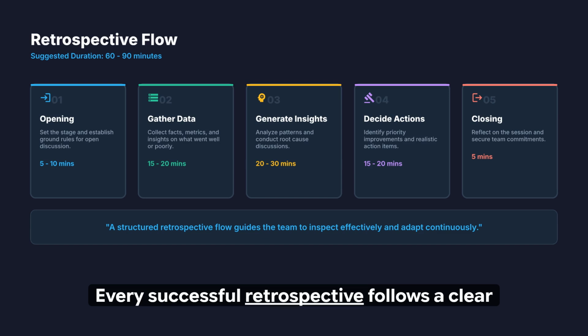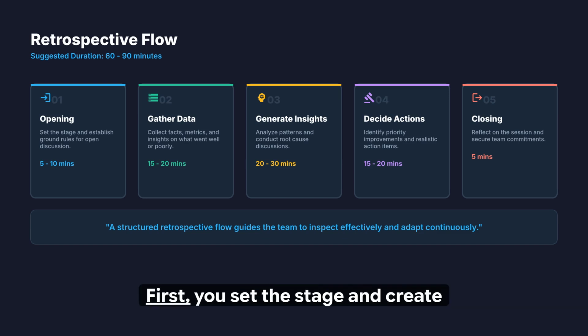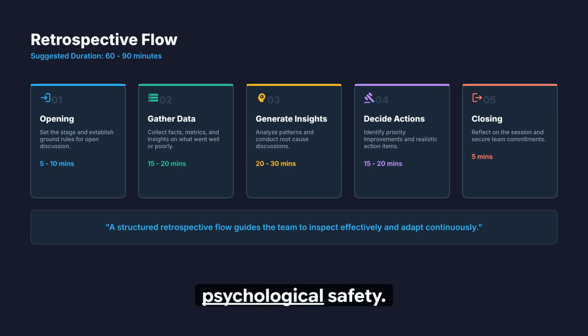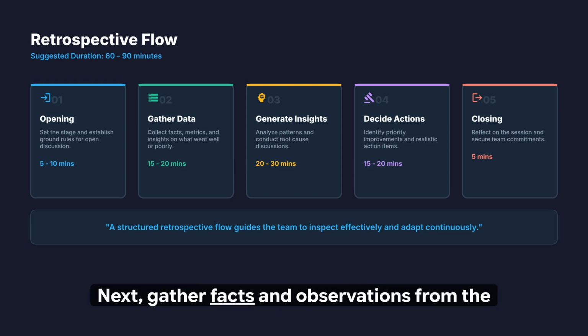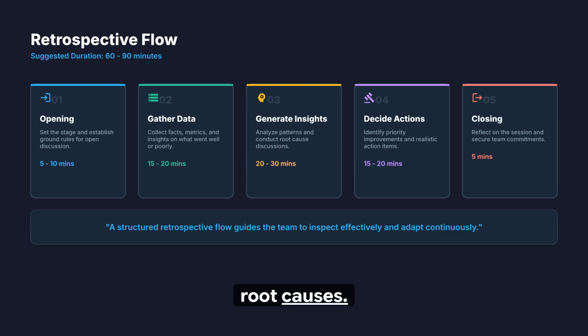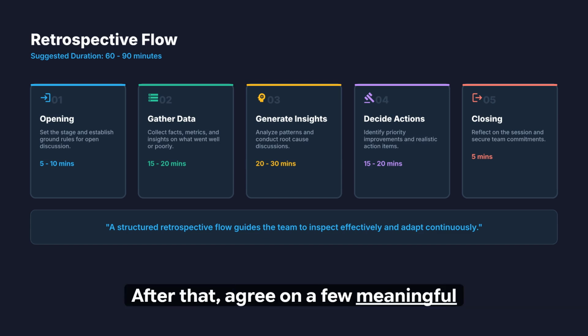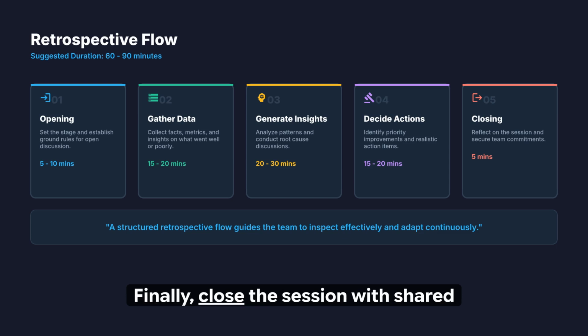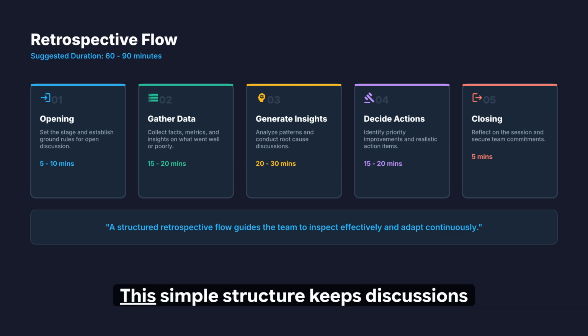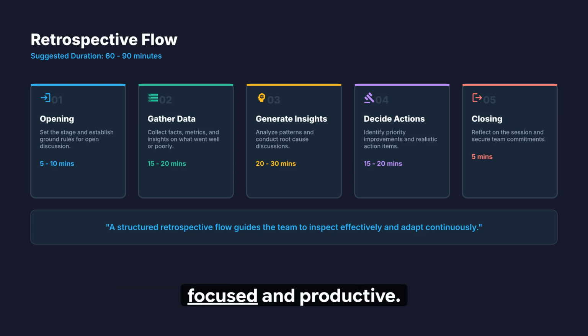Every successful retrospective follows a clear flow. First, you set the stage and create psychological safety. Next, gather facts and observations from the sprint. Then guide the team to discover patterns and root causes. After that, agree on a few meaningful improvement actions. Finally, close the session with shared commitment. This simple structure keeps discussions focused and productive.